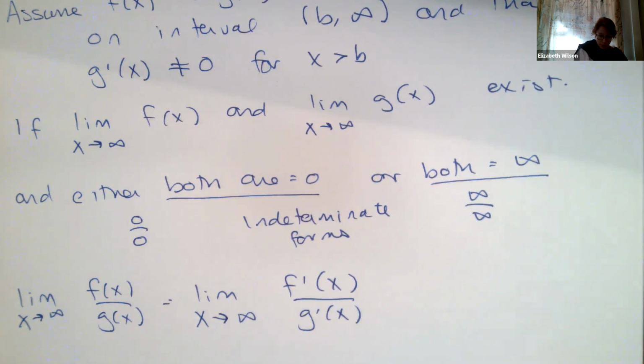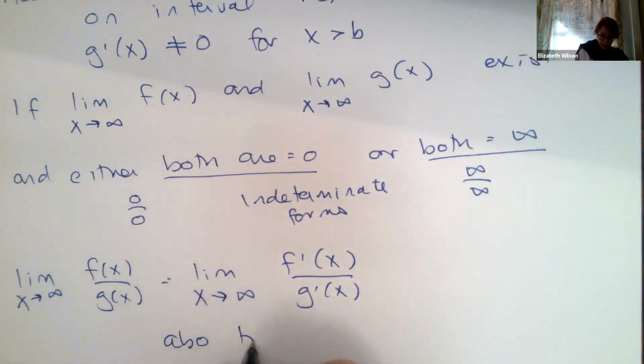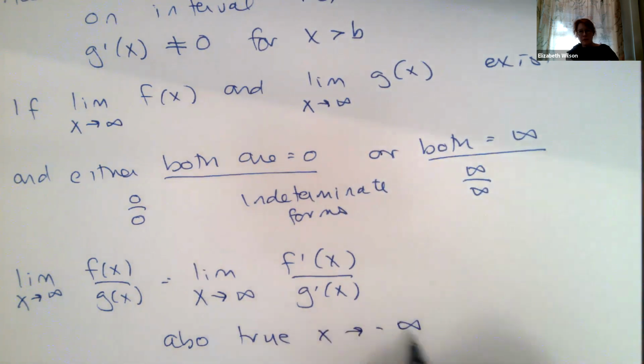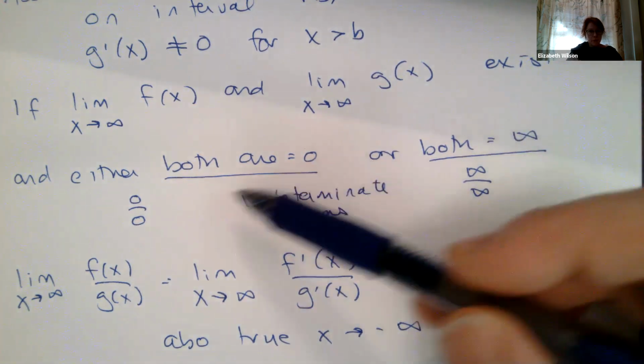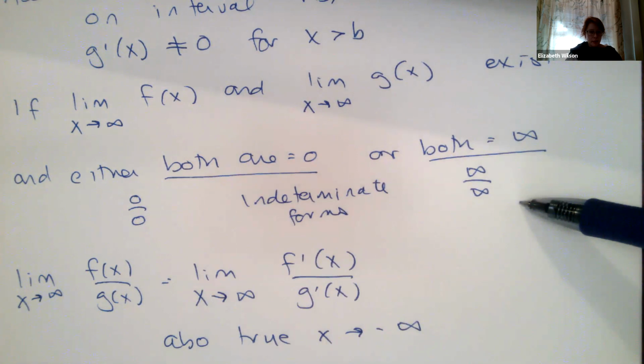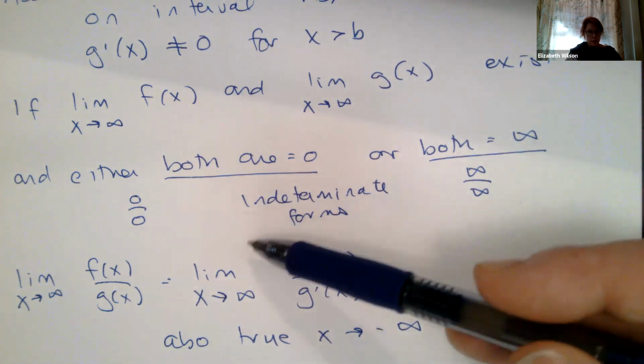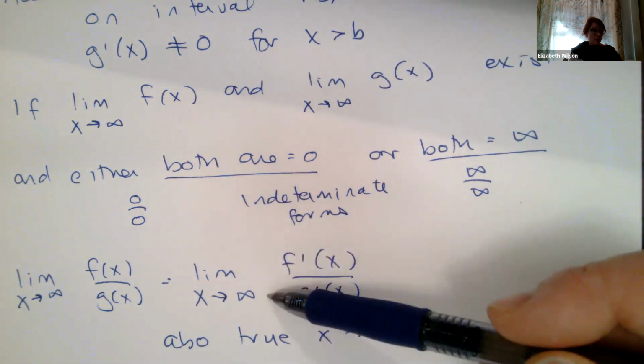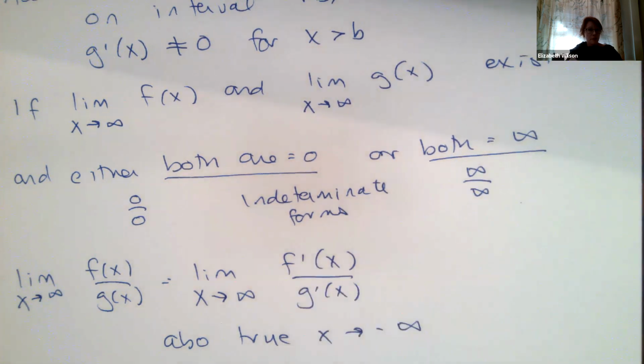Okay, and this is also true as x goes to minus infinity. So we did positive infinity, but we also mean negative infinity too. So we're making sure that we're dealing with an indeterminate form. If it's indeterminate, then I can use L'Hopital's rule. And instead of having x go to some value, I'm having x go to infinity or minus infinity. You guys finish writing that, and we'll do example number 9.